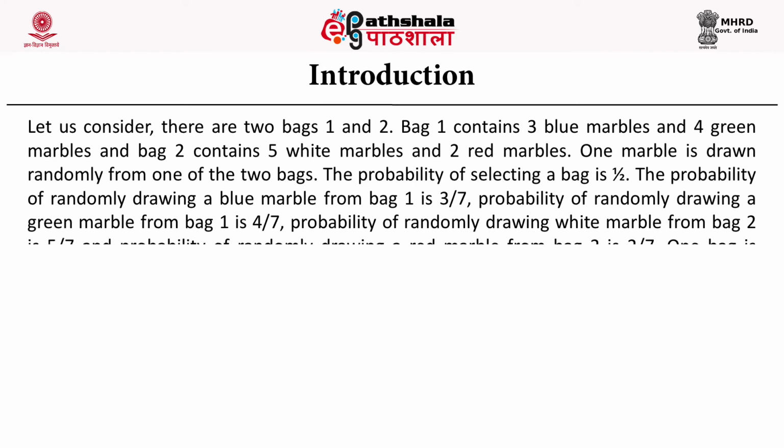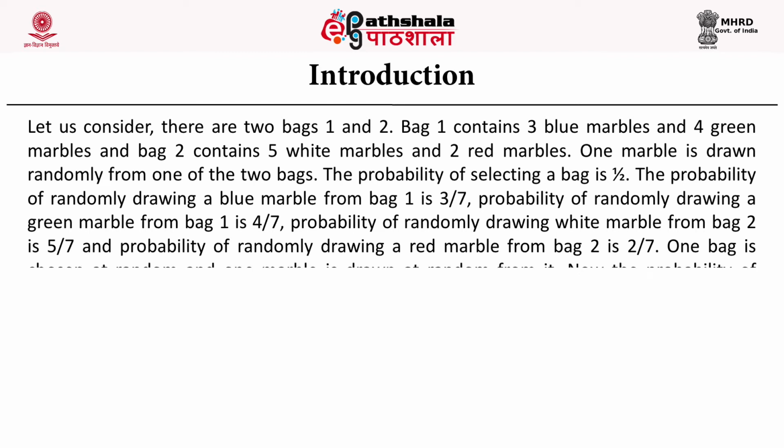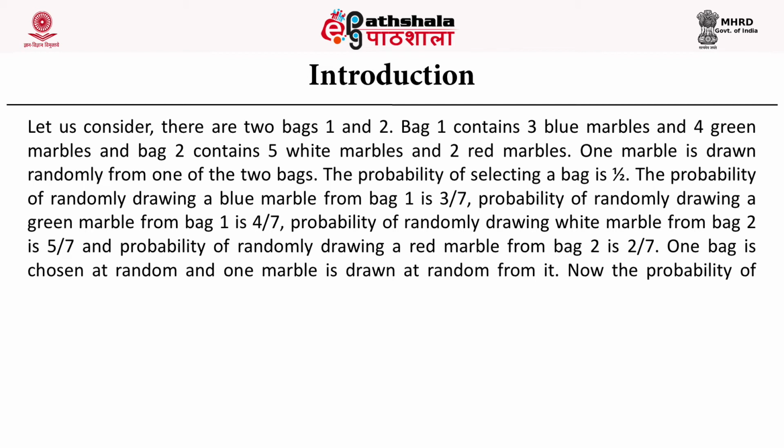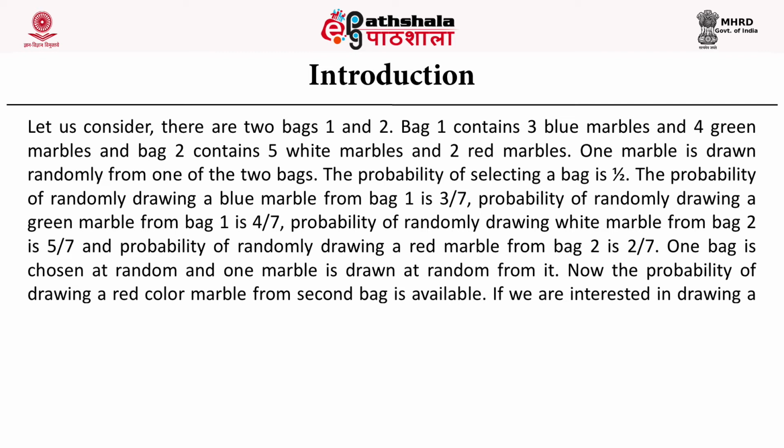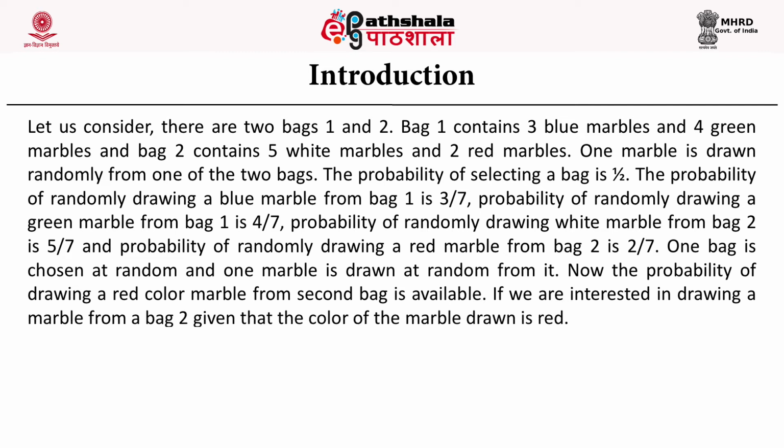The probability of randomly drawing a blue marble from bag 1 is 3 upon 7. Probability of randomly drawing a green marble from bag 1 is 4 upon 7. Probability of randomly drawing a white marble from bag 2 is 5 upon 7. And probability of randomly drawing a red marble from bag 2 is 2 upon 7. One bag is chosen at random and one marble is drawn at random from it.